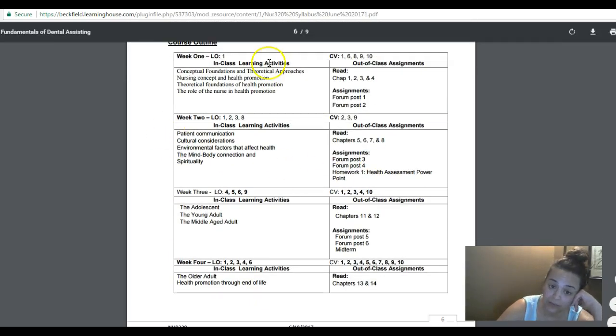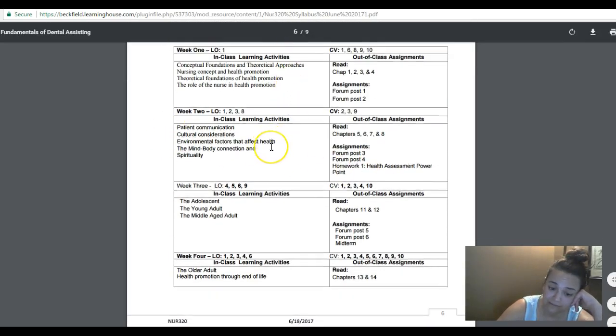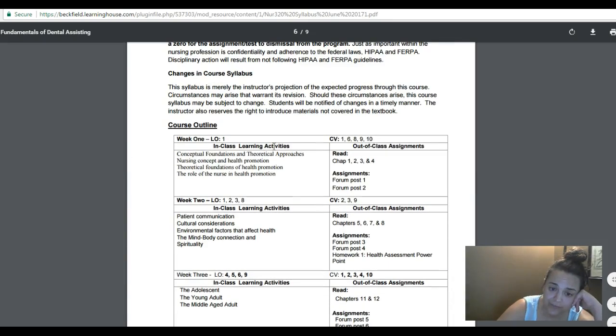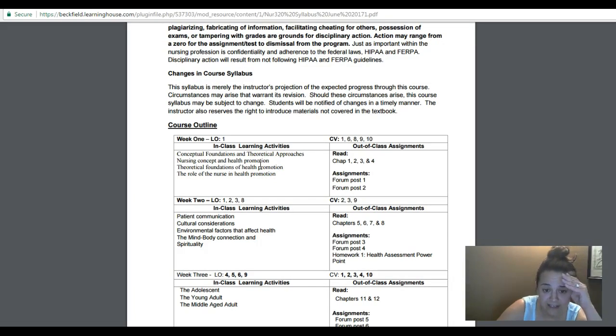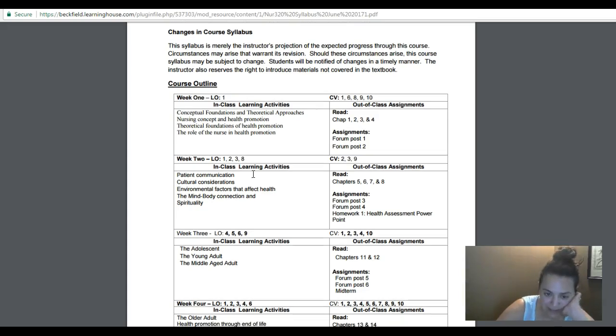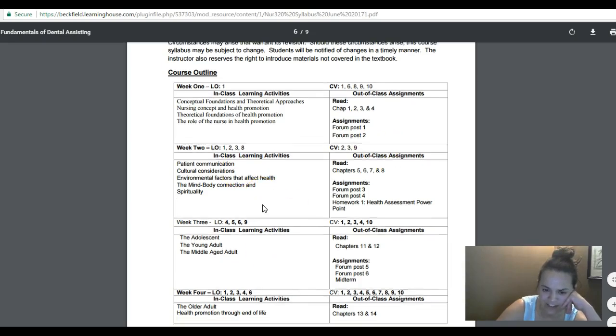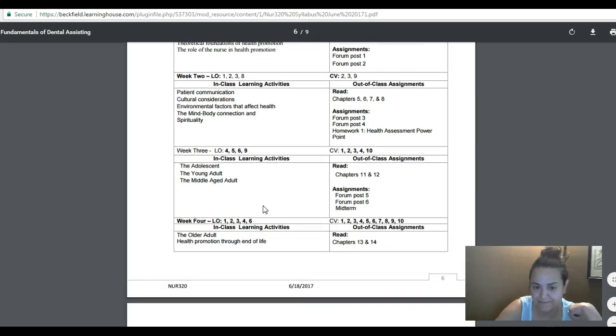So here's our week breakdown. The first week we're going to talk about foundation and theory, and then the nursing concept of health promotion, then theory on health promotion, and then our role as nurses in health promotion. The second week we talk about how to communicate with patients, what cultural considerations we take, what environmental factors affect health, and then mind, body, and spirituality.